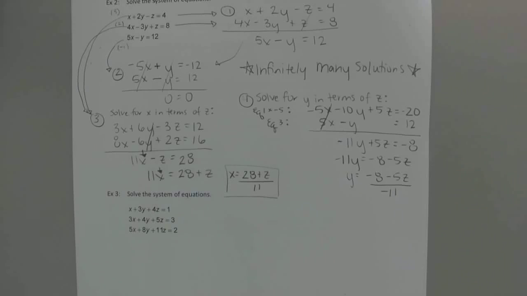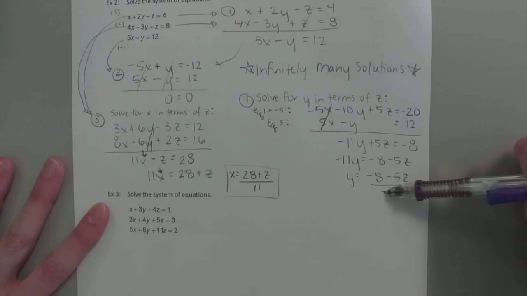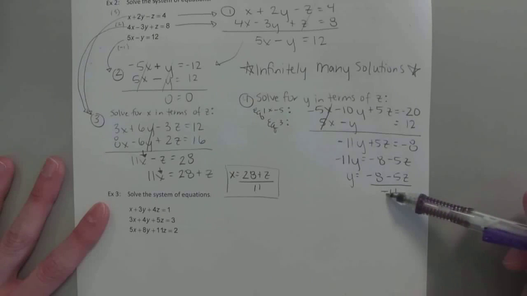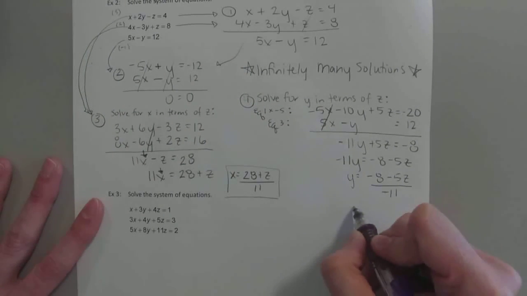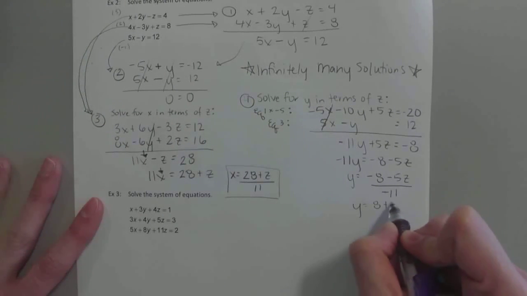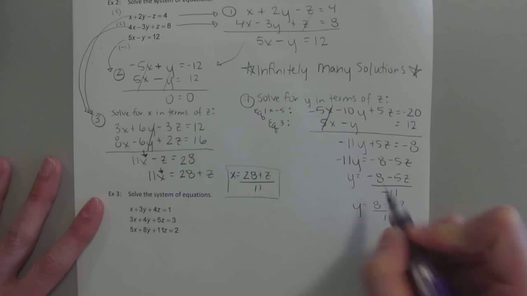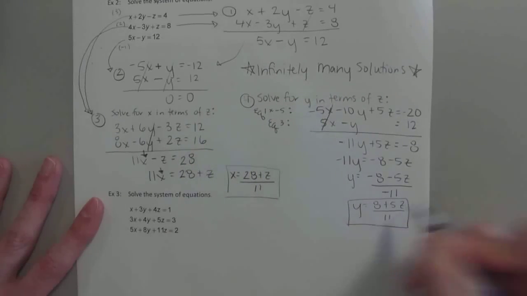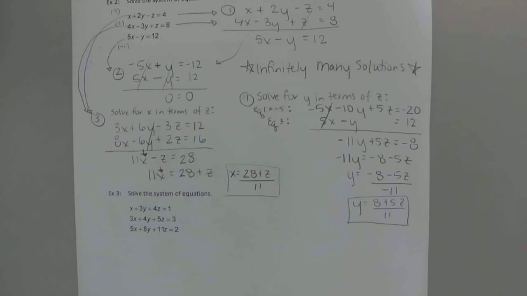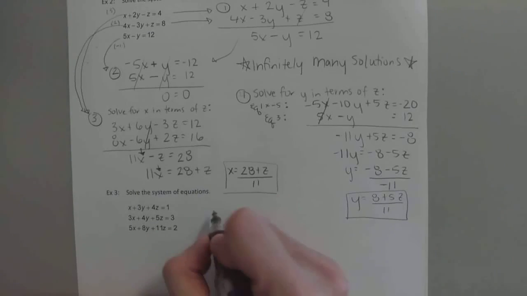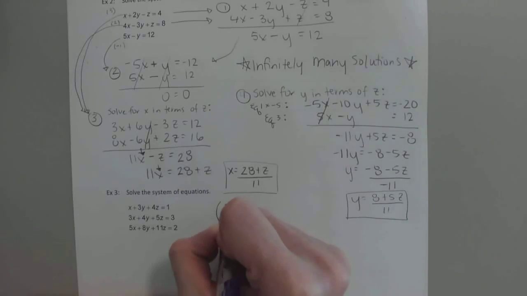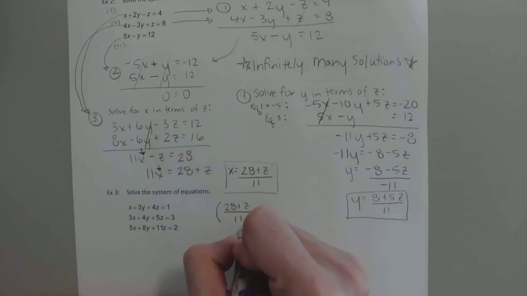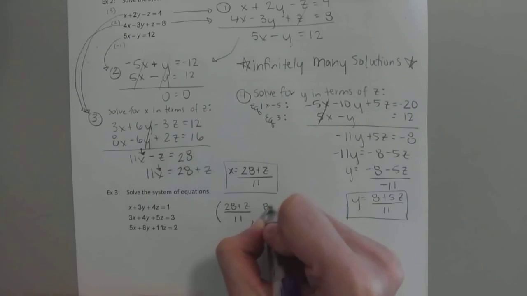And then do what? Divide by a negative 11. So negative 8 minus 5z over a negative 11. And that's fine, you can leave it like that. I would accept it. But sometimes my math lab says all those negatives would cancel out, right? What happens when you take a negative divided by a negative? It would be positive. So really, you could write this as y equals 8 plus 5z over 11. They should take either, though, if you don't notice that.